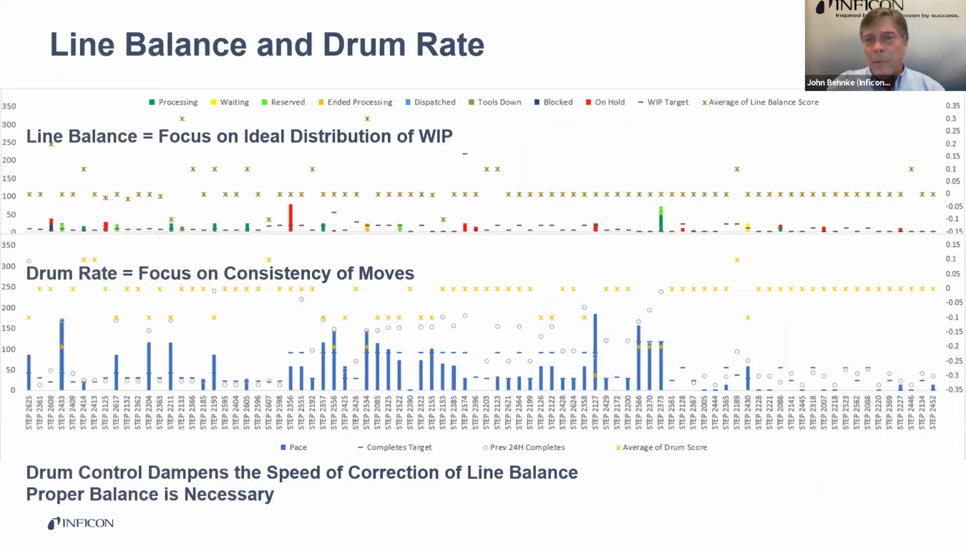This is just another example of the same chart I showed earlier, but I did want to point out real quickly that there is sometimes a conflict between the drum rate and the line balance. I mentioned earlier that those are two different optimization strategies. Many factories use both, but you need to manage what is most appropriate for a particular area. It's part of a detailed conversation we could have at the working level.